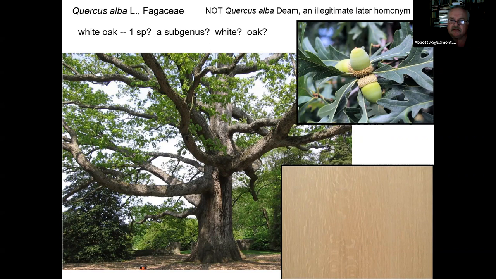And so Linnaeus was, of course, the person who, back in the 1700s, kind of gets credit for coming up with our modern naming system. And notice that there's another name, Quercus alba Deem. There was a botanist later who basically tried to use that exact same name. And so it became an illegitimate later homonym.